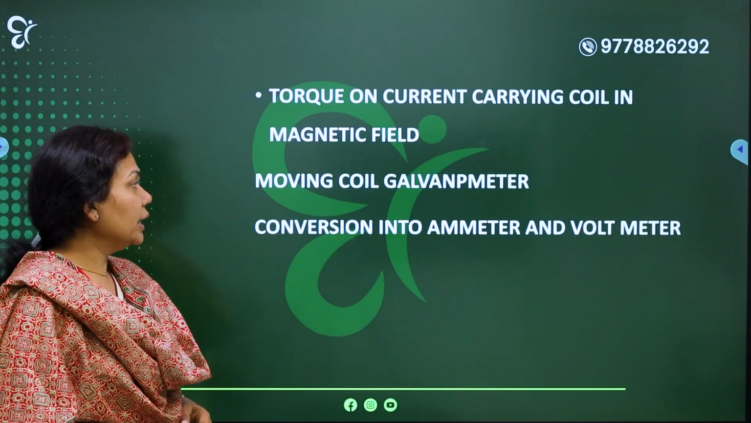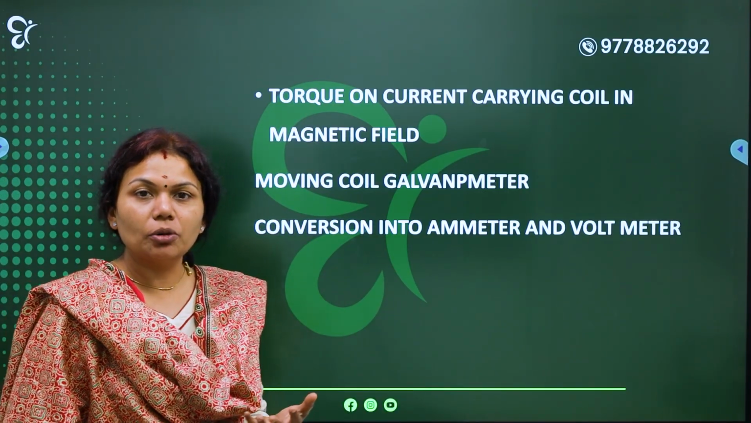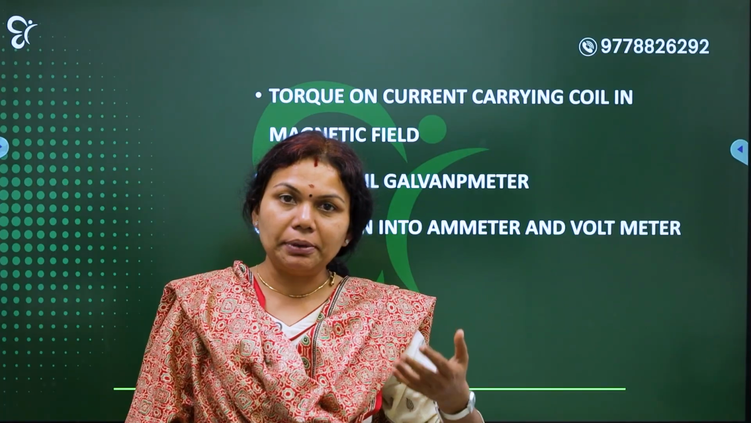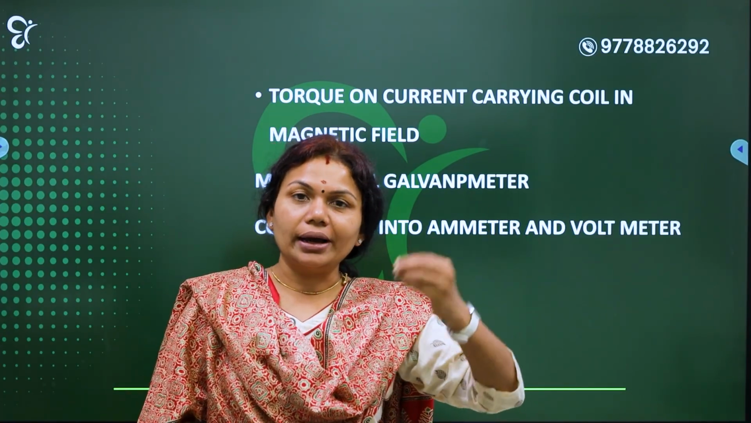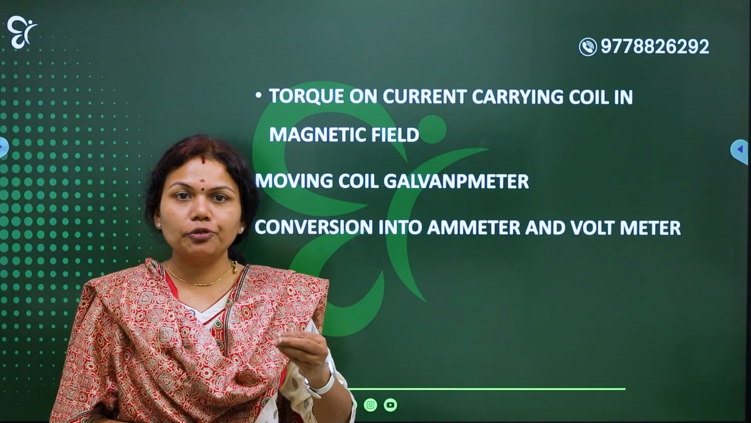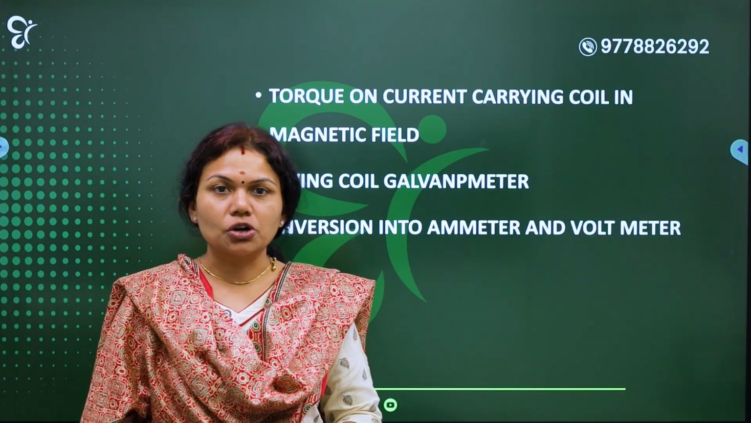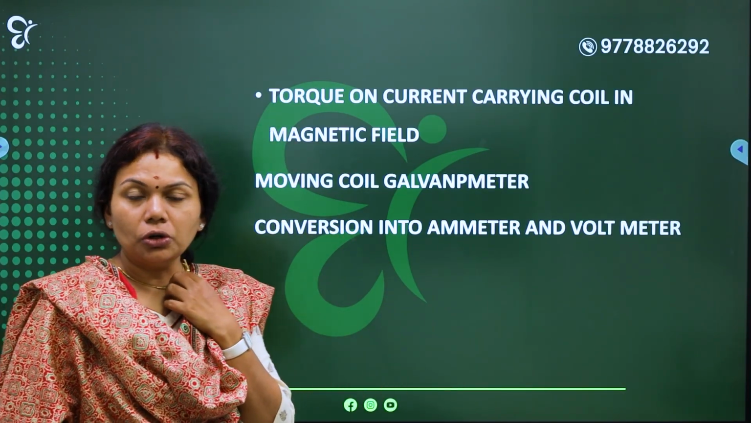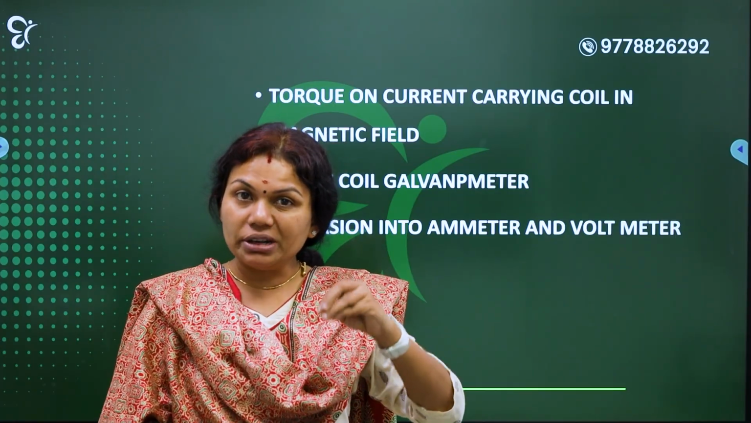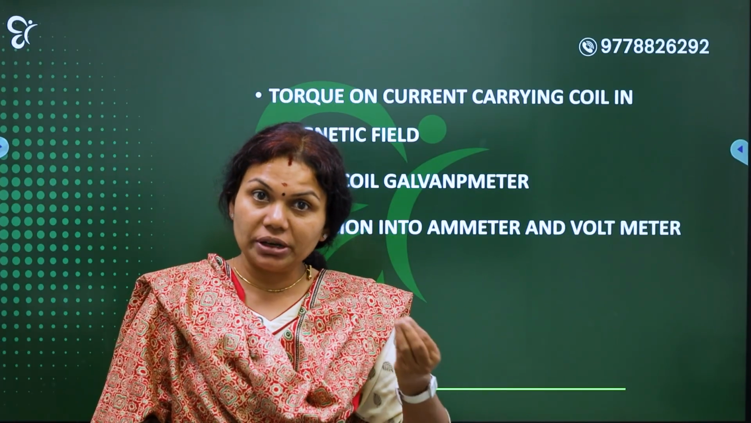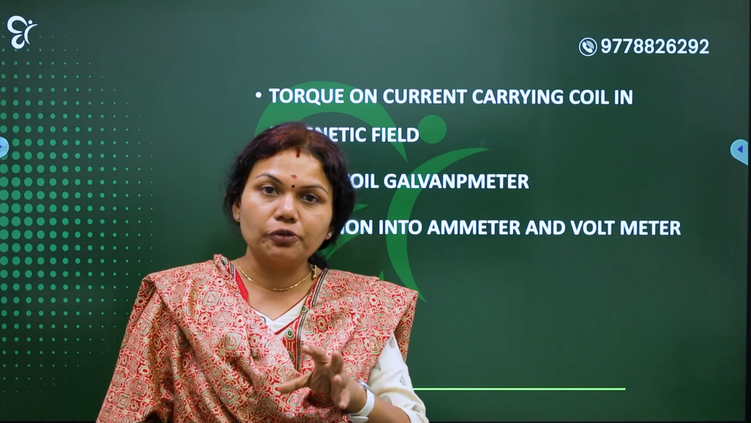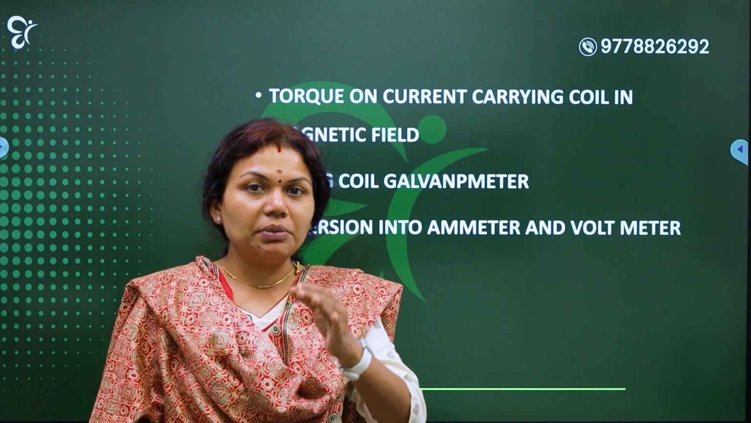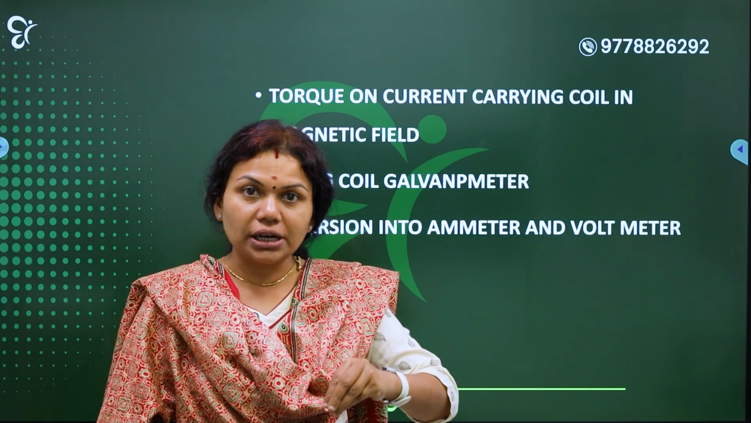And moving coil galvanometer. Moving coil galvanometer is actually an application of torque. It works on the principle that when a current carrying coil is placed in a magnetic field, it will experience a torque. And there you should know what is galvanometer constant, what is the equation for galvanometer constant. Then what is current sensitivity? What is the equation for current sensitivity? NAB by K. K is called the torsional constant.